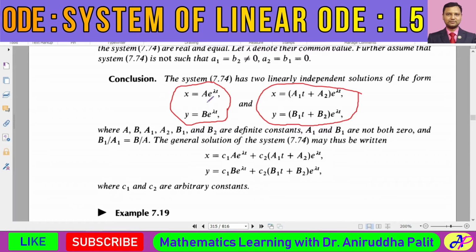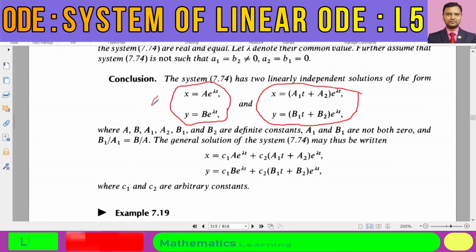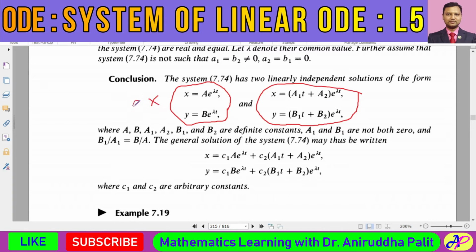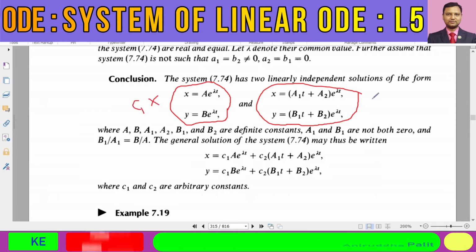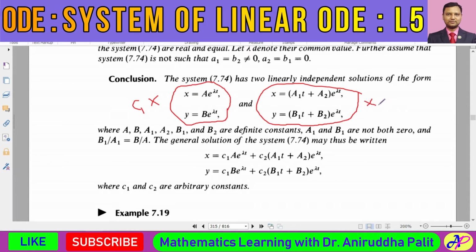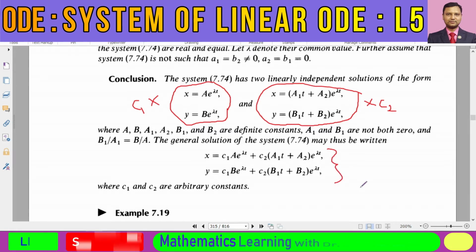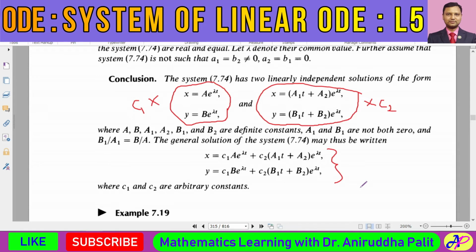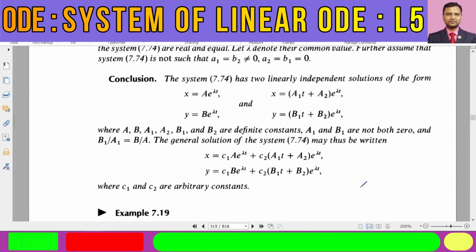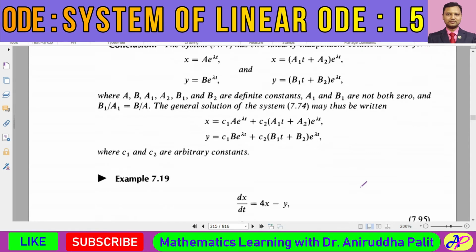And if we can find the values of capital A, capital B, capital A1, A2, capital B1, B2, then by taking the linear combination, that means first solution multiplied by C1 plus second solution multiplied by C2, we will be able to compute the general solution of this given differential system, or system of differential equations. So let's go through an example.